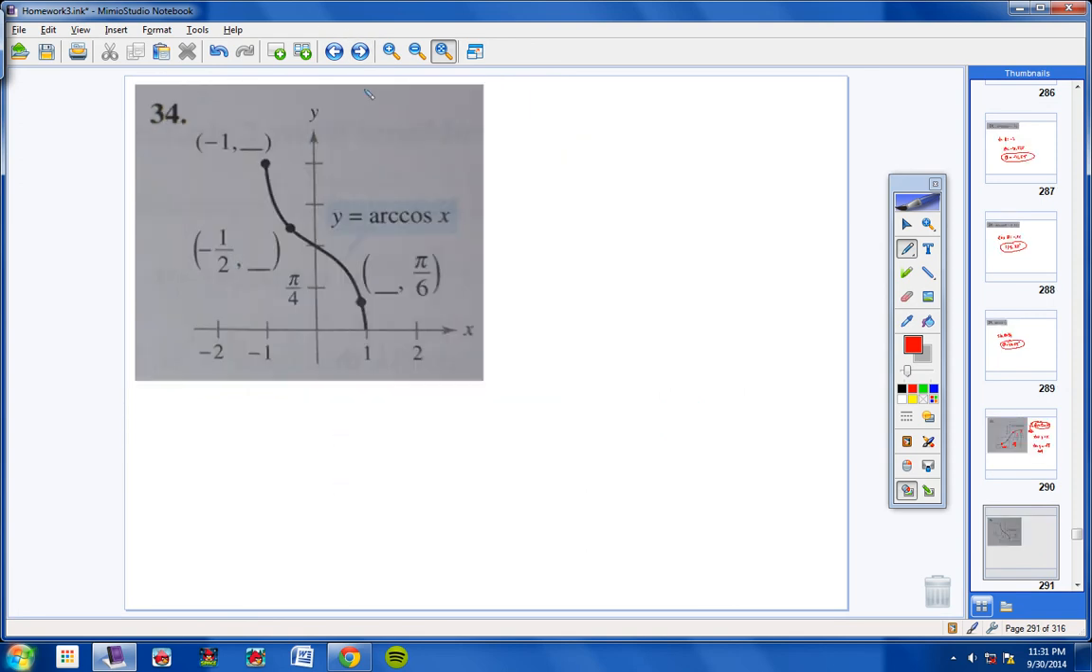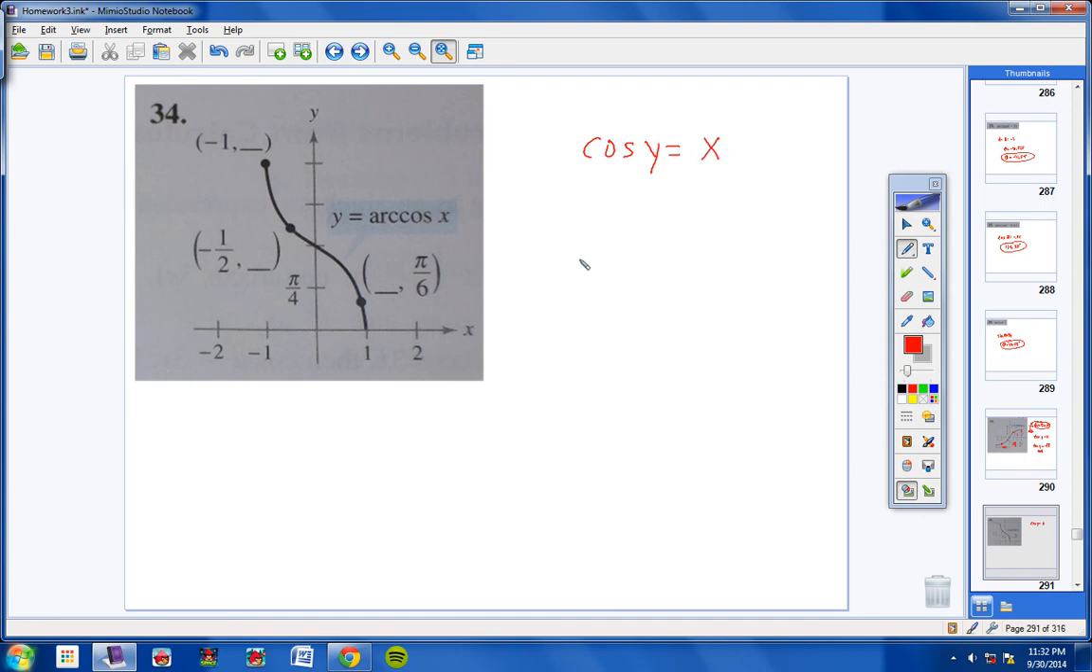Let's try number 34. Number 34 is pretty much the same, only they're going to give you two x values and one y value over here, but it's still pretty much the same thing. So here we go. Okay, let's go ahead and rewrite this function. Remember, they're telling us that our unknown for arc cosine is y, not theta. So when we rewrite it, we're going to put not cosine of theta, but cosine of y equals x.